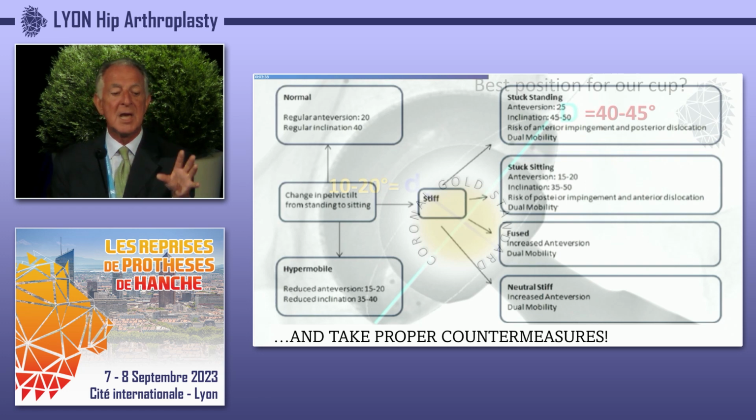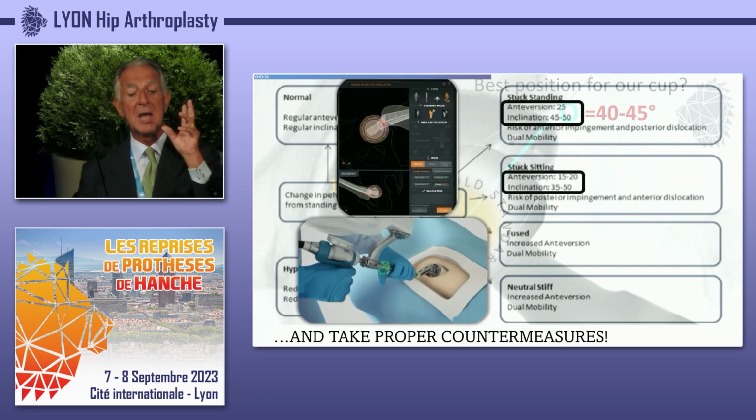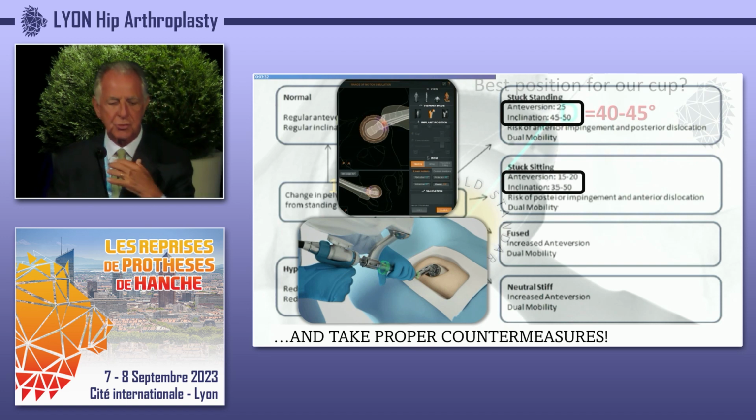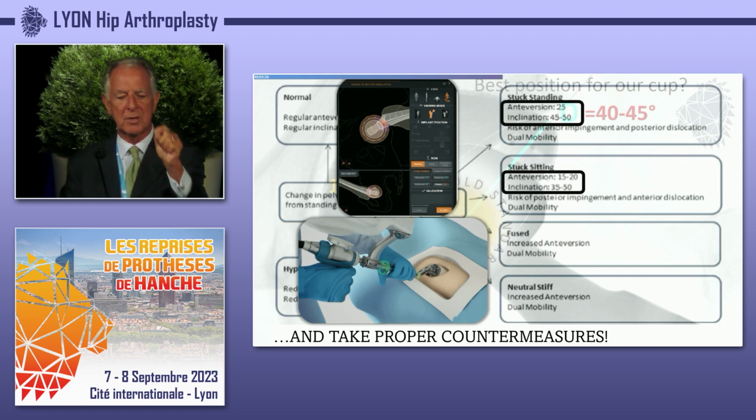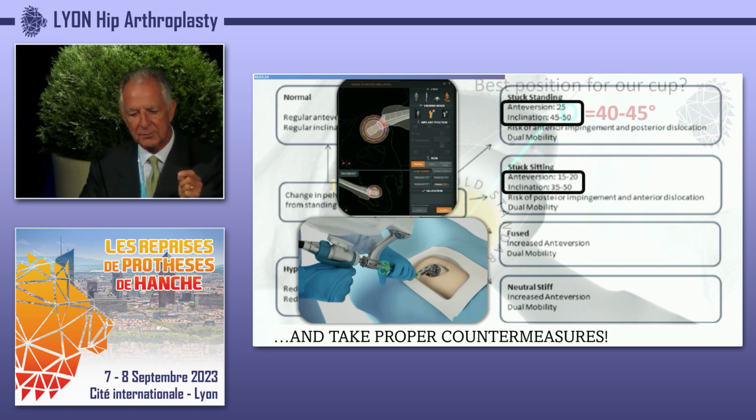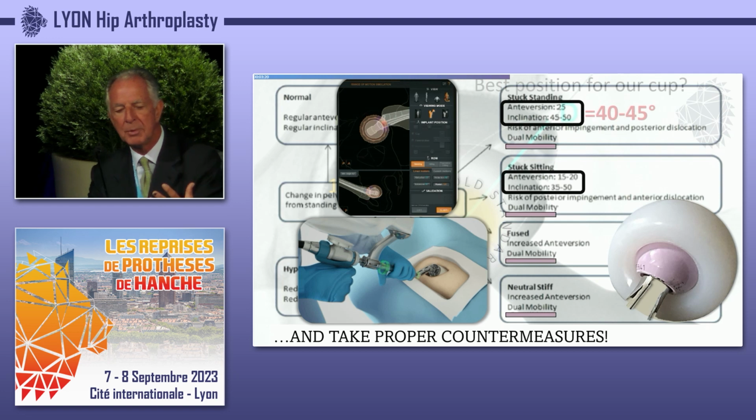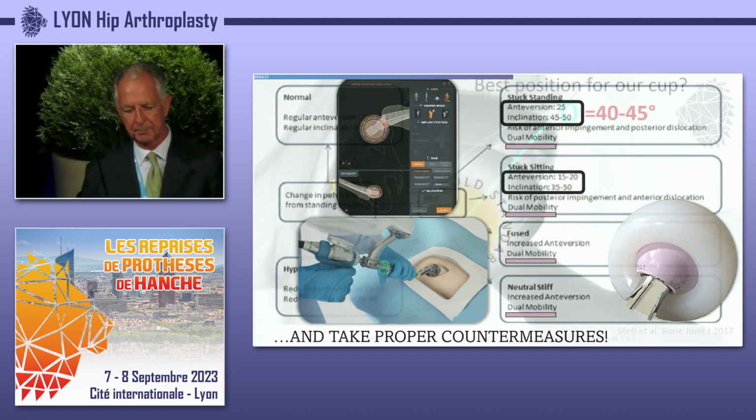Unless you have high-level devices and technologies like navigation or robotics, which will give you the possibility to understand exactly the degrees of inclination, anteversion and combined anteversion, then of course the resolution is, once again, to go to dual mobility if you have this kind of suspicion.